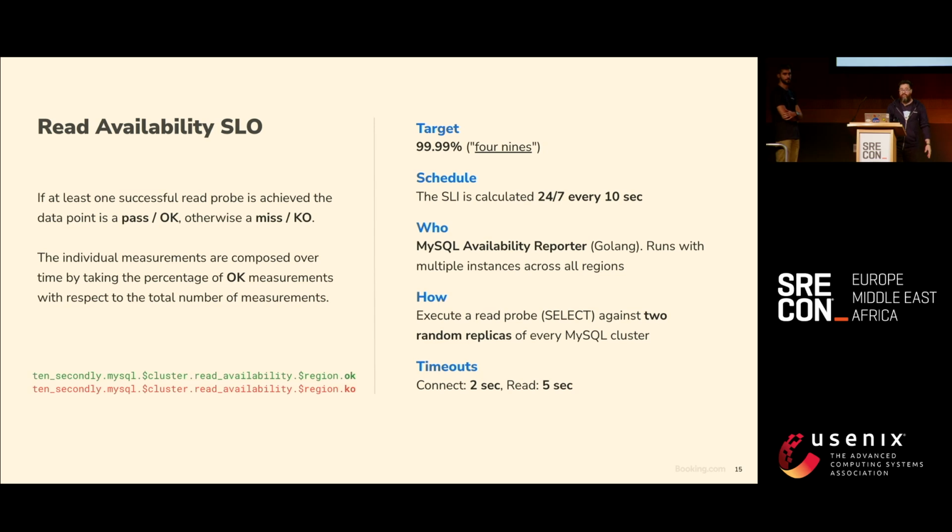At Booking, we provide 4 nines. We collect this SLI with a particular component called MySQL Availability Reporter, written in Golang. We take a measurement every 10 seconds from 2 different read replicas. We execute a select query in the database. If at least one of those succeeds, for our purpose, it's an OK, otherwise a miss. Then we calculate the ratio of OK divided by the total of points. Then you can see our metrics.